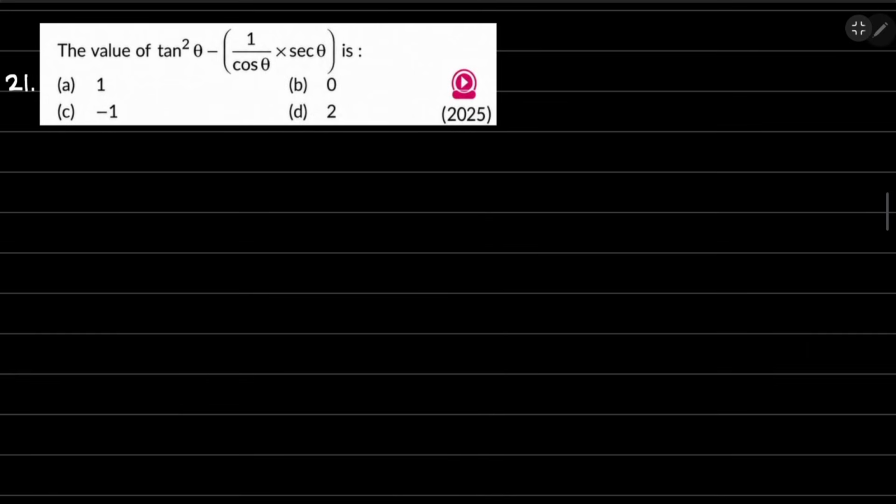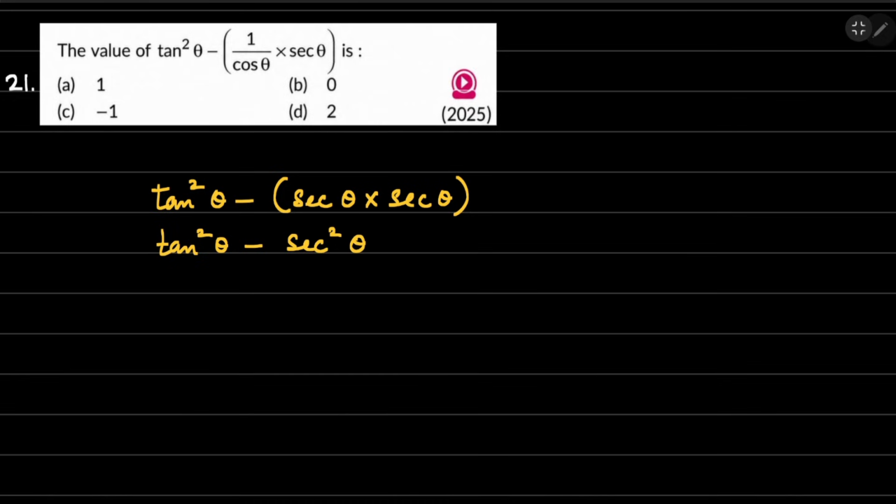The value of tan square theta minus 1 by cos theta into secant theta is. Let's do it. So what is 1 by cos? It's secant. So tan square theta minus, within bracket, 1 by cos, we can write it as secant theta multiplied by the already existing secant theta. So this is nothing but tan square theta minus secant square theta. Now there is an identity which you should know: secant square theta minus tan square theta is equal to 1.